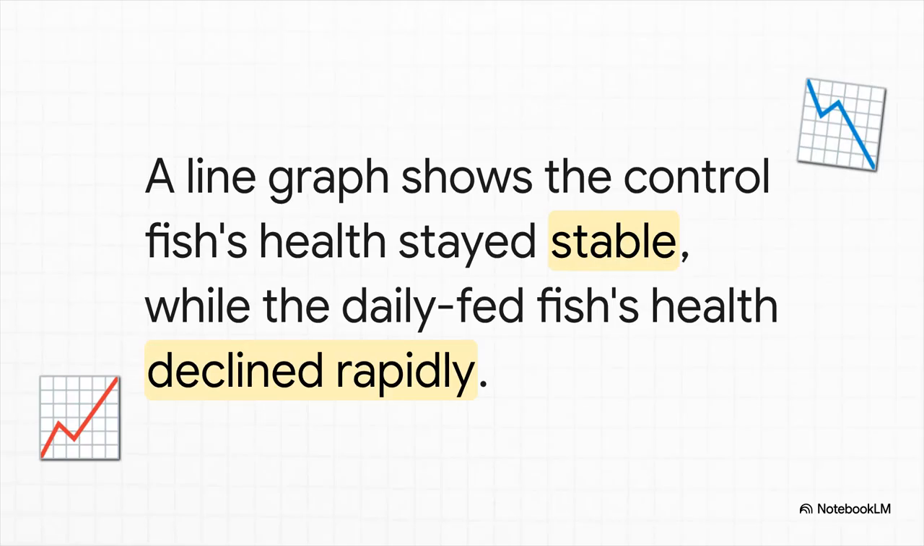Okay, back to our goldfish mystery. For our data, a line graph is going to be the best tool, since we're tracking a change over time. And it reveals the verdict. The control fish, the one fed every other day, was perfectly fine and healthy. But the experimental fish, the one fed daily, its health declined, and fast. We've got our smoking gun.